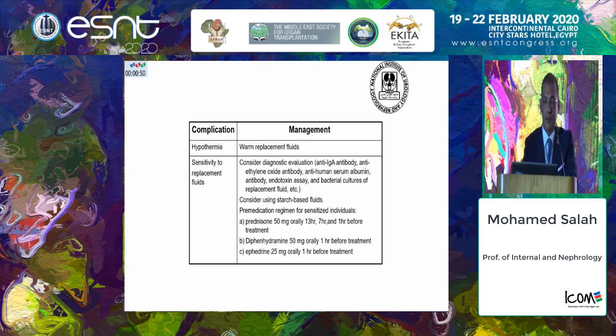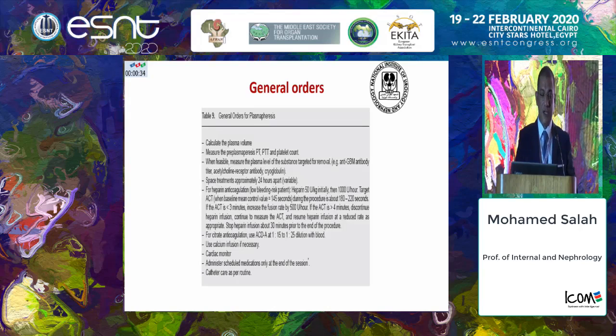Hypothermia: you have to warm your patient. Sensitivity to replacement: consider a diagnostic evaluation of anti-IgA antibody, anti-ethylene oxide, etc., and a pre-medication regimen for sensitized individuals: prednisolone, diphenhydramine, ephedrine, etc. General orders: calculate the plasma volume, measure the plasmapheresis when feasible, measure the plasma level of the substance to be removed, and space treatment approximately 24 hours.